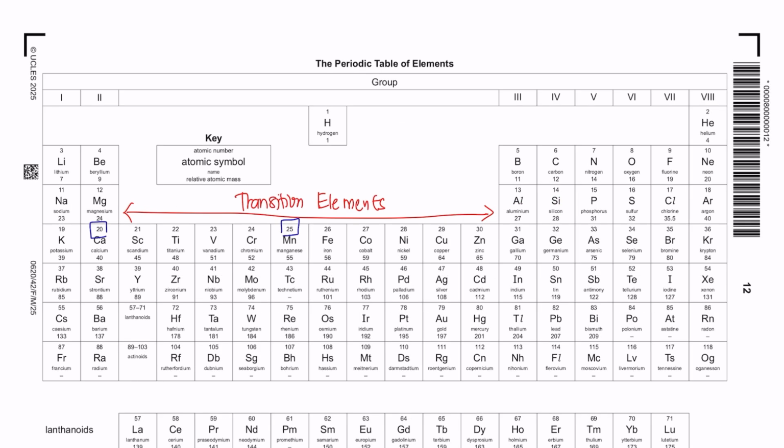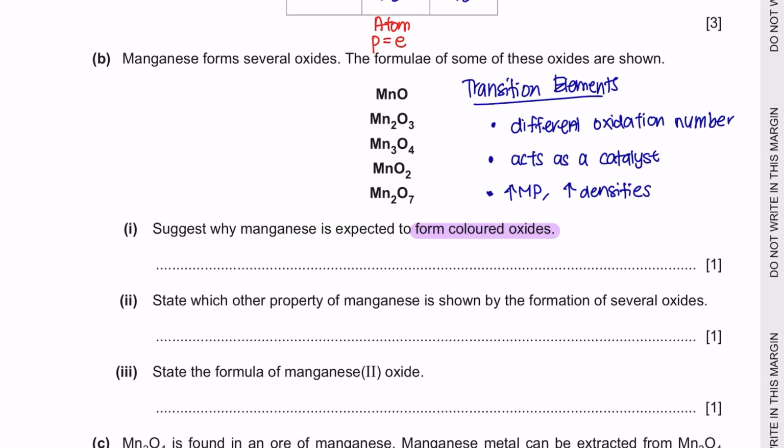As mentioned previously, the elements in group 3 till group 12 are considered to be transition elements, and manganese is in the transition elements. There are several transition element properties that you should know of. They can form colored oxides, they have different oxidation number, they act as catalysts, and they have high melting point and densities. So the reason why manganese is expected to form colored oxide is because manganese is a transition element.